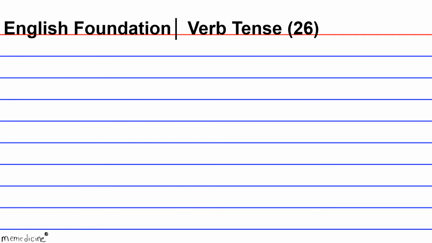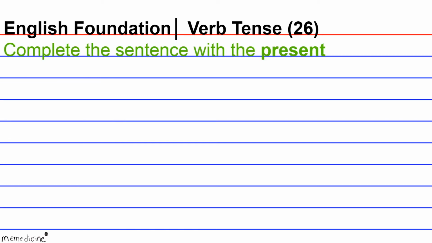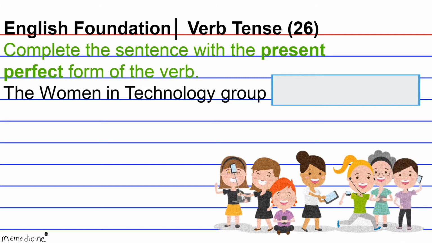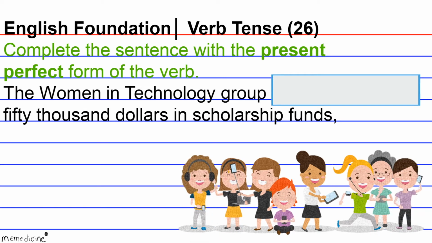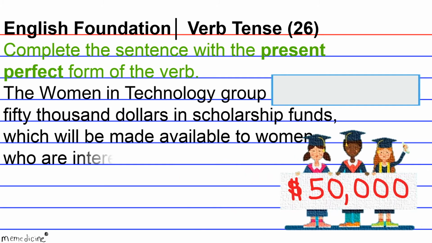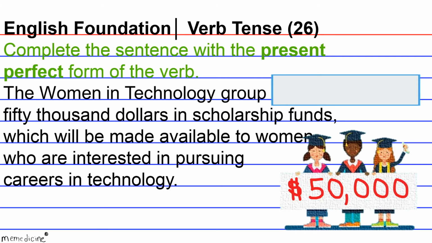English Foundation, Verb Tense, question 26. Complete the sentence with the present perfect form of the verb. The Women in Technology group blank $50,000 in scholarship funds, which will be made available to women who are interested in pursuing careers in technology. The task here is to shift the tense of raise to its present perfect verb form.